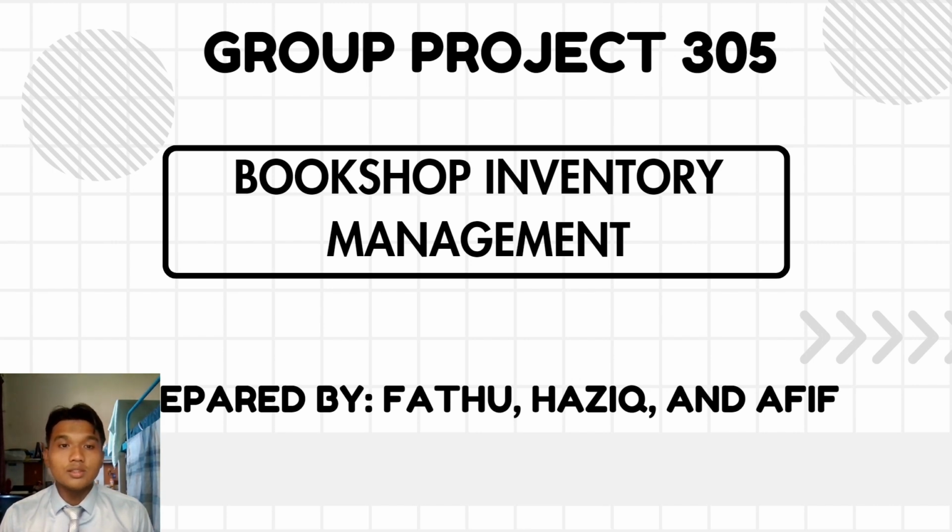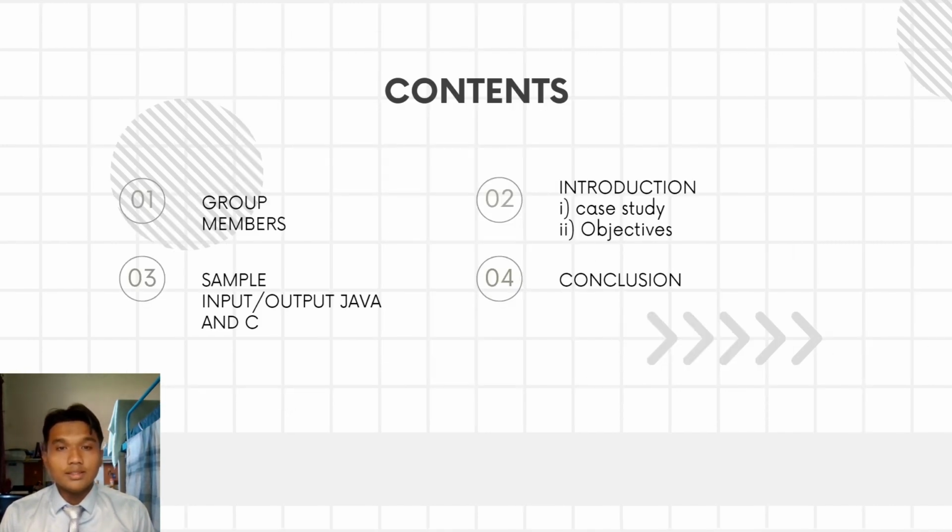In this project, we make a bookshop inventory management for both C and Java language. For the content in this presentation, first we're going to look at the group members, and then we're going to look at the introduction for case study and objective of this project. And then we're going to look at the sample input and output for Java and C. And lastly, we're going to look at the conclusion.